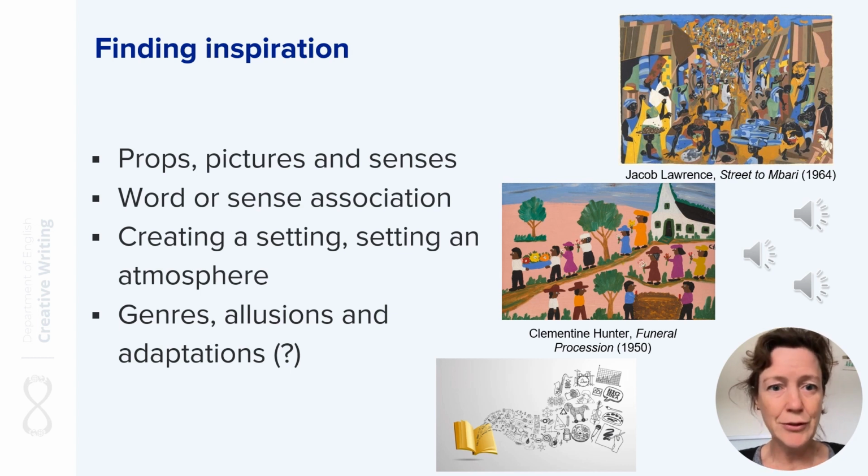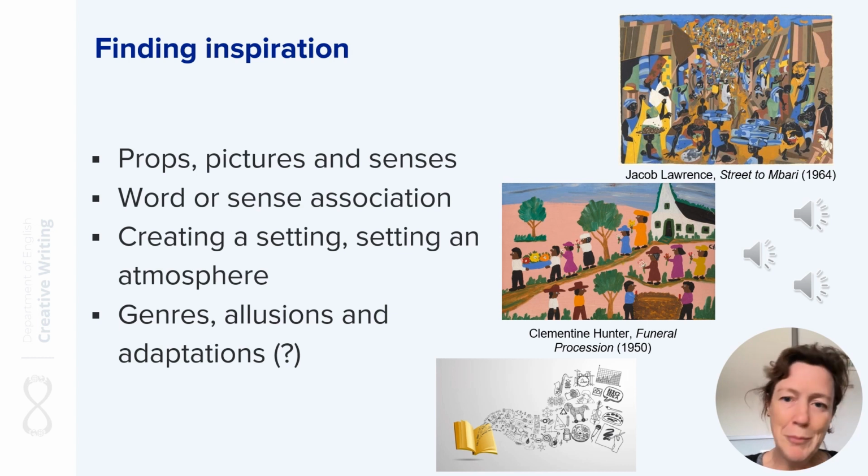And if you look at the two pictures on the slide here, on the top right, I know it's small and it's difficult to see, but this is a picture of a busy street in a city. And there are lots of characters, lots of people performing everyday tasks, or some of them are talking, or some are relaxing, or just staring into the distance. And you can look it up for yourself if you think it might be helpful. Jacob Lawrence, Street to Mbari.